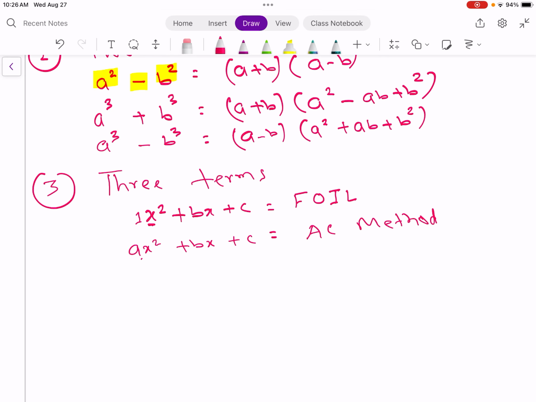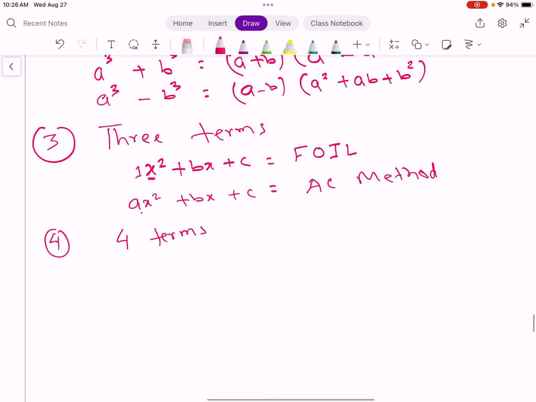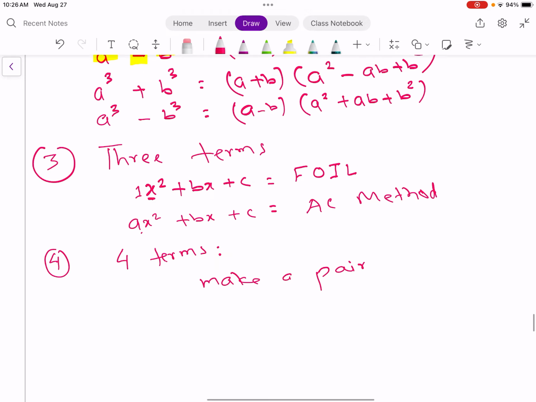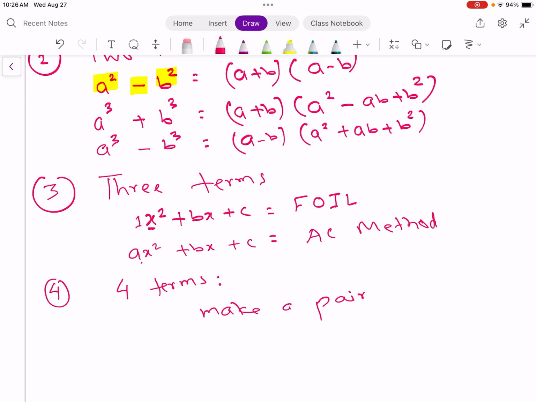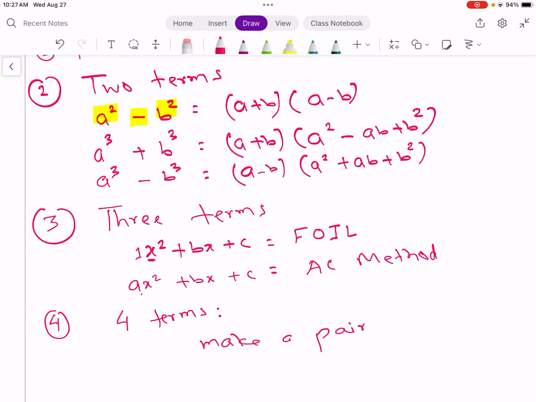Now, if we have 4 terms or more, then we make pairs and go back to step 2. So if we are given 4 terms, we make pairs of 2 terms, then we use step 2. So these are the general methods.